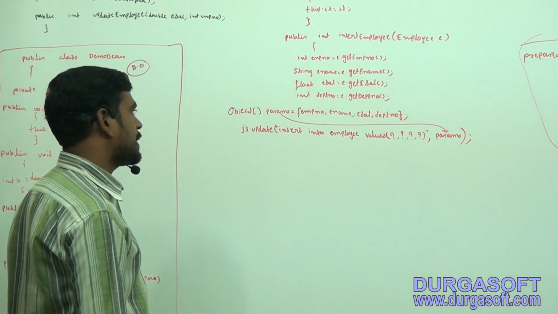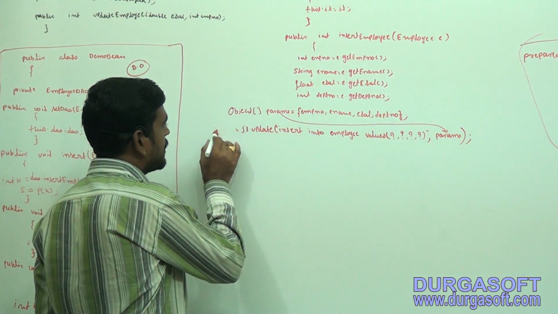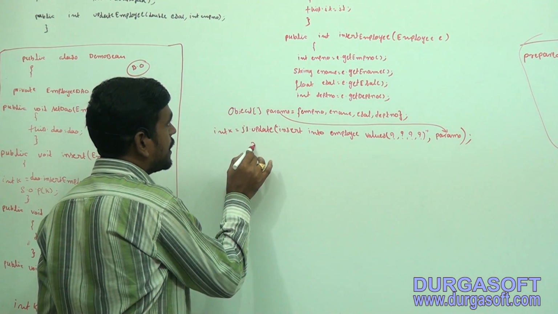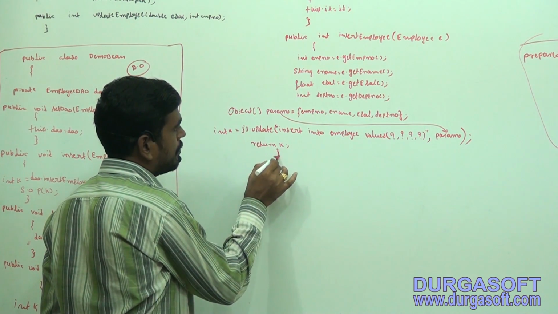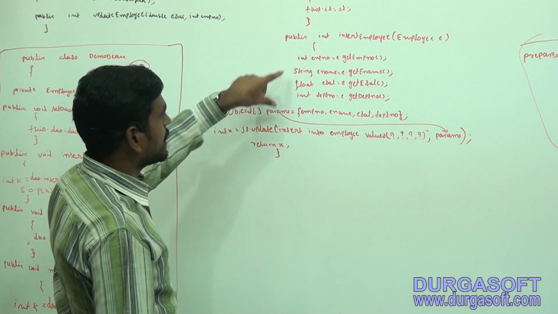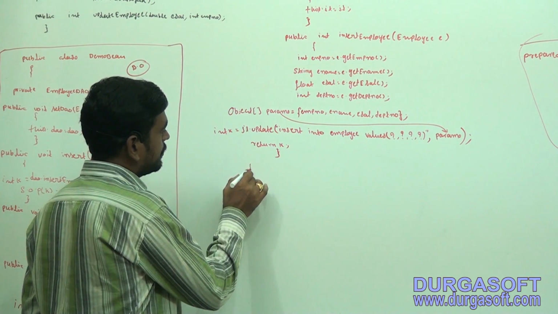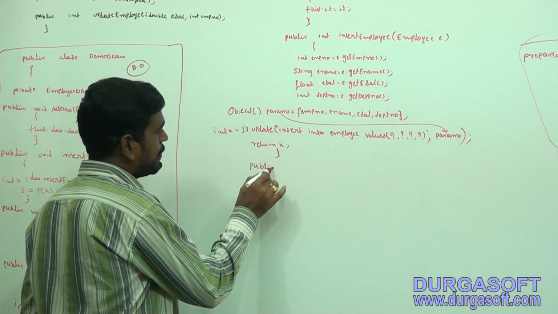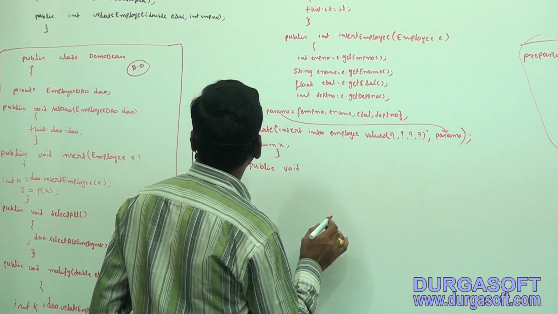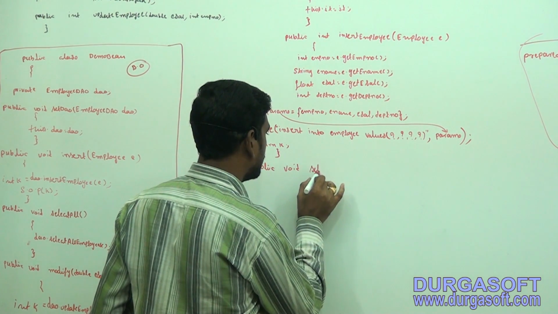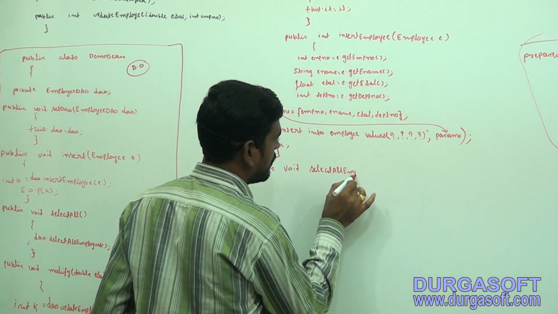Fine. Then next, after that, what do we have to do? This is going to return an integer. Now return k. Now the first method is completed. Now the second method, public void selectAllEmployees.